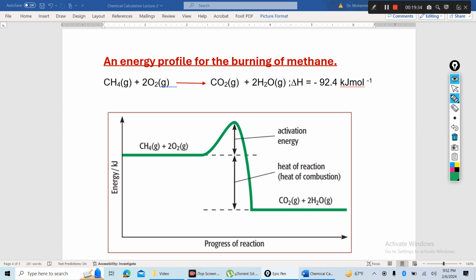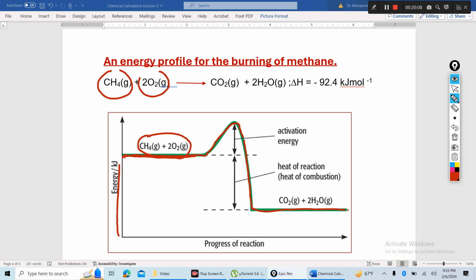Okay, now this diagram. As it is an exothermic reaction, you already know the reactant has more energy, from this to this, and then the product has less energy. This is the diagram, and on the left hand side you write the reactants. Here methane and oxygen, there are two reactants, and this is the peak of the curve, this upward arrow is the activation energy. Then this is the product, the right hand side is the product, so I write here carbon dioxide plus water.